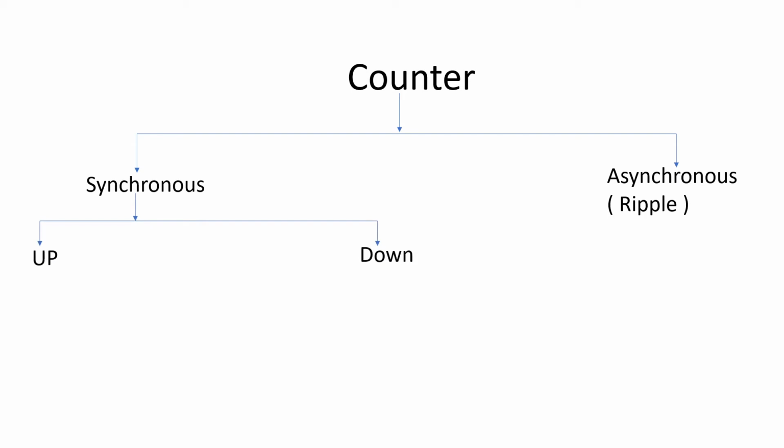The synchronous counter improves the speed of operation because all the flip-flops in the synchronous counter are clocked simultaneously, and it doesn't happen in asynchronous counter. The asynchronous counter has the advantage of simplicity, but their speed is low because of the ripple action.